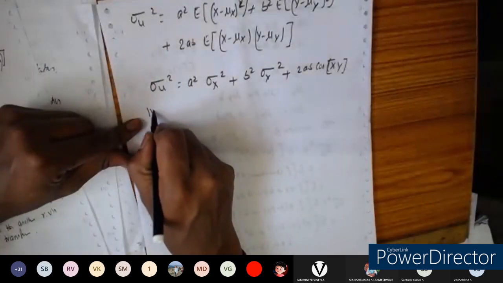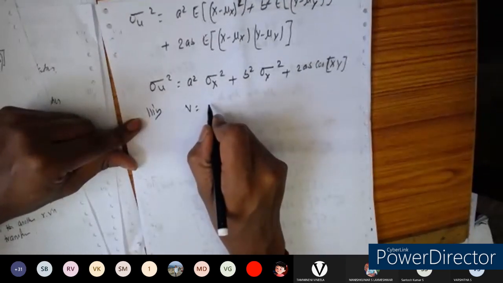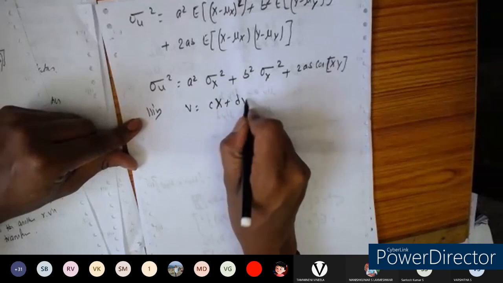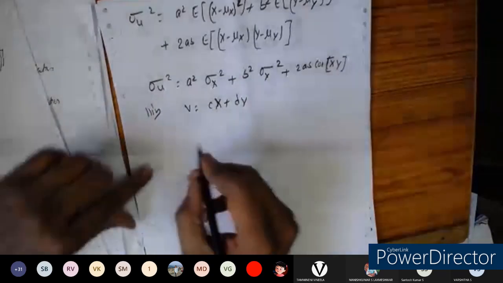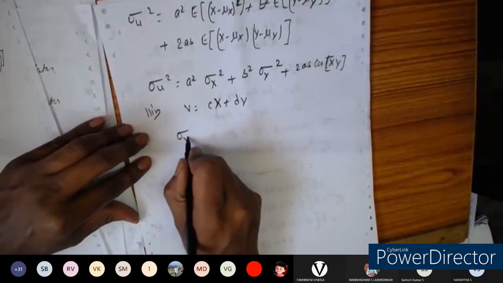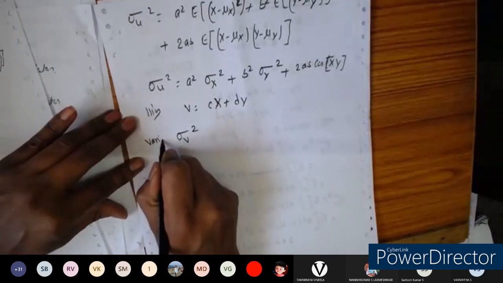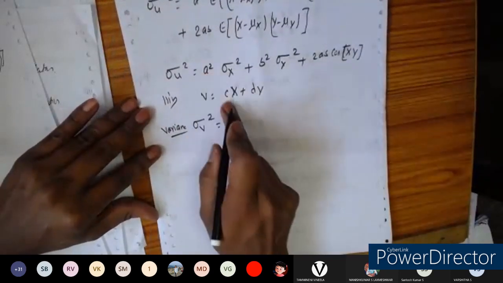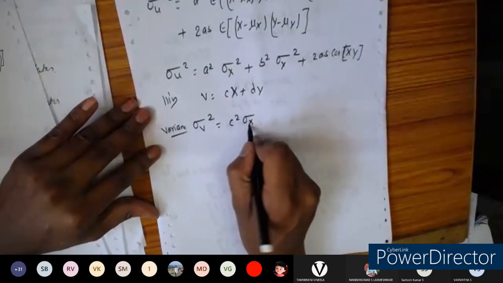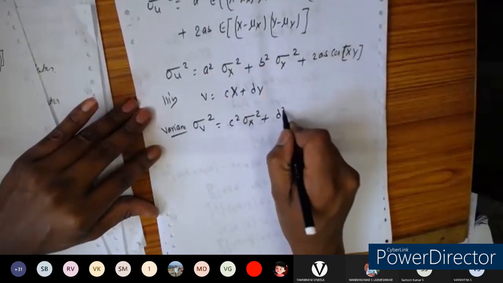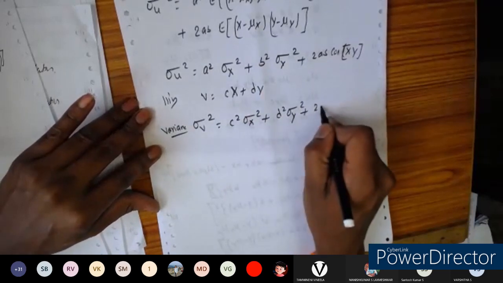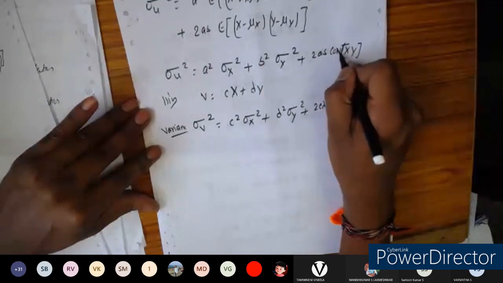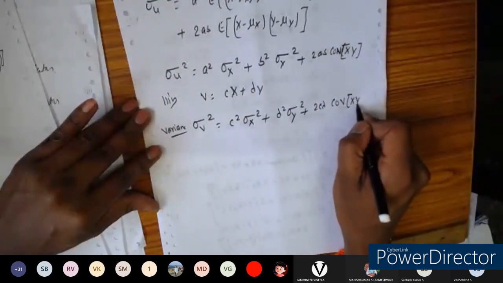Similarly, we do it for the variance of v, where v is equal to c into x plus d into y. So sigma v square, the variance of the random variable v, is given by c square into sigma x square plus d square into sigma y square plus 2cd into the covariance of x y. So done.